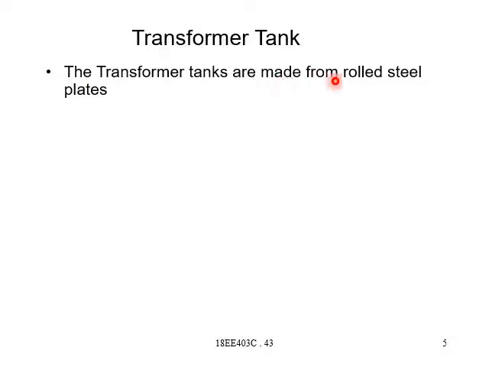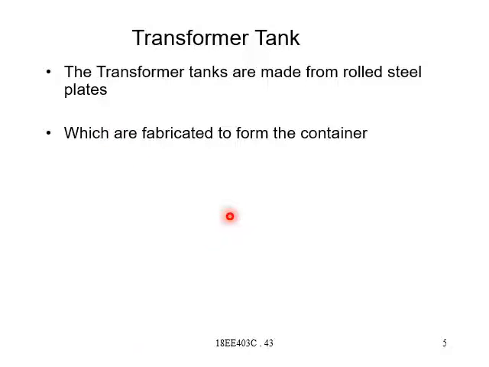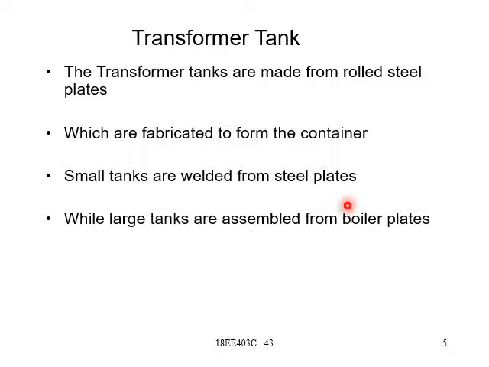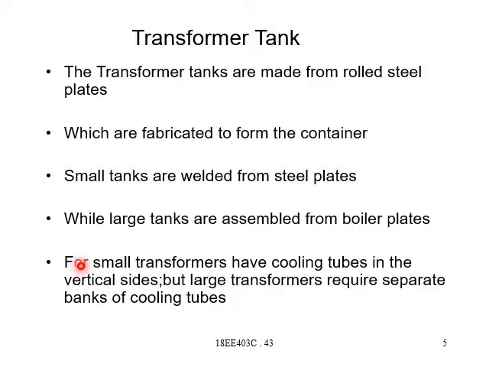The transformer tanks are made from rolled steel plates, which are fabricated to form the container. Small tanks are welded from steel plates, while large tanks are assembled from boiler plates. Small transformers have cooling tubes in the vertical sides, but large transformers require separate banks of cooling tubes.